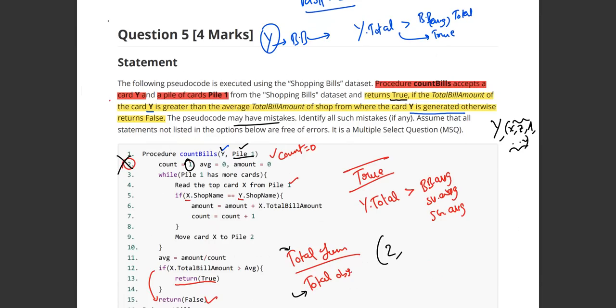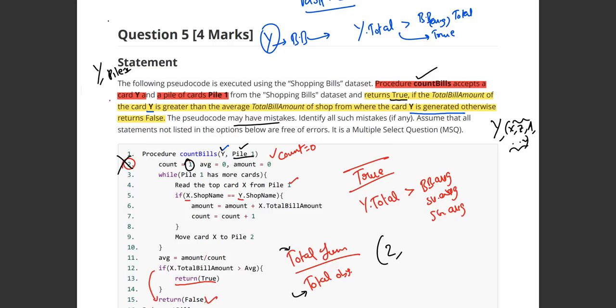If you see here, procedure count accepts a card Y. Y is a separate card apart from pile 1, and it returns true. When does it return true? It returns true if the total bill of card Y is greater than the average of the total bill amount of the shop from where the card Y is generated.